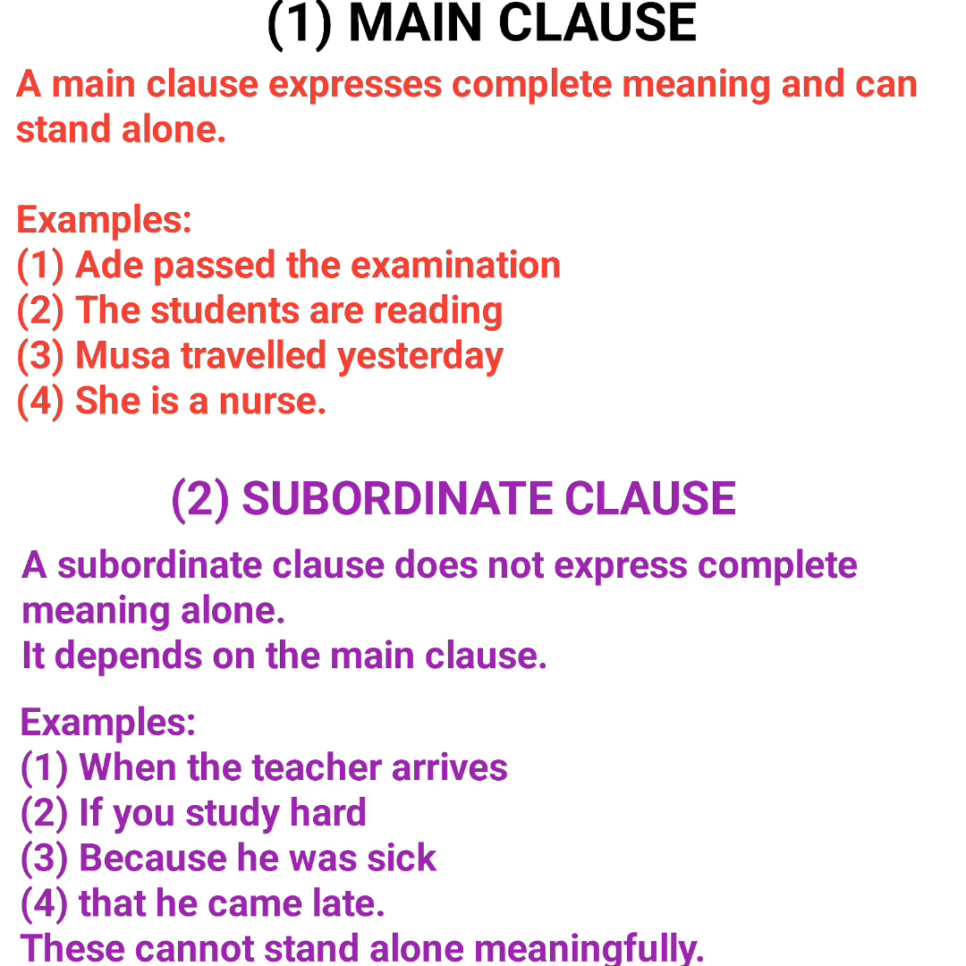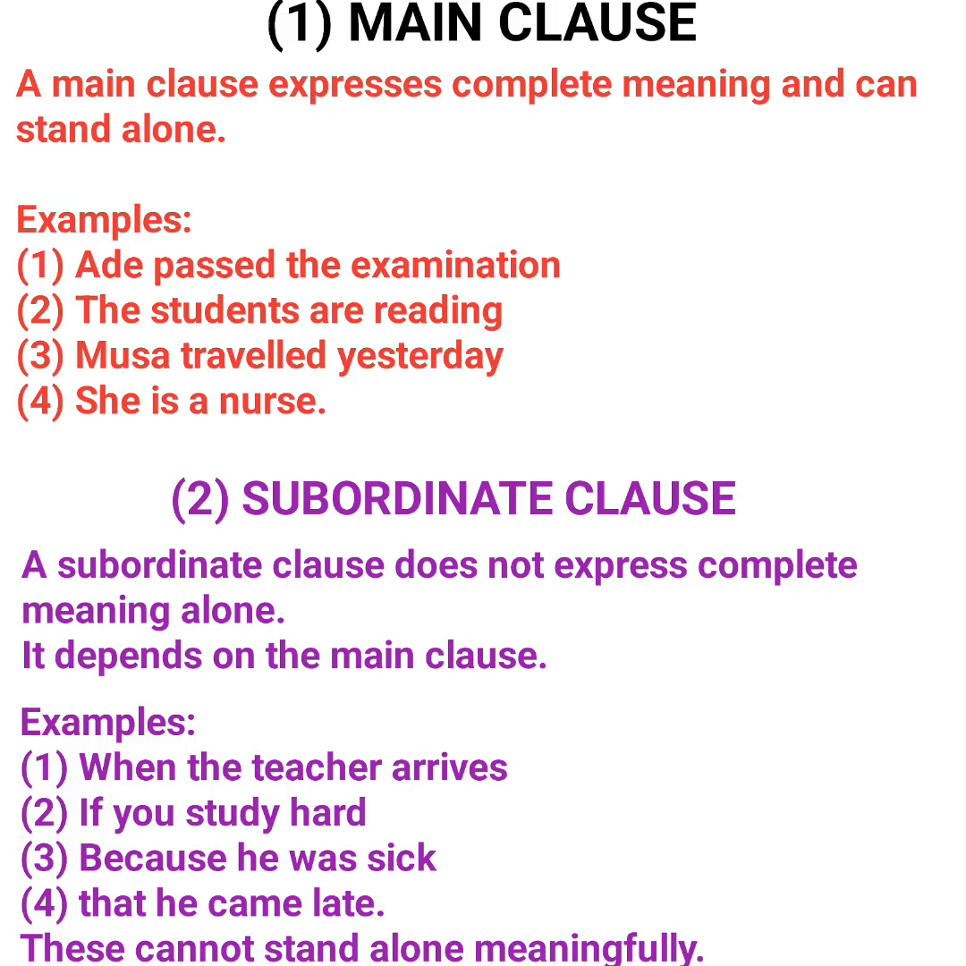The second type of clause is a subordinate clause or dependent clause. It cannot stand alone. So that gives us a definition that says a subordinate clause does not express complete meaning alone. It depends on the main clause. Dependent clause or subordinate clause cannot stand alone to give us complete meaning. For instance, when the teacher arrives, if you study hard, because he was sick, that he came late. If any of these expressions is made independently, for instance, I just say, when the teacher arrives, and I stop.